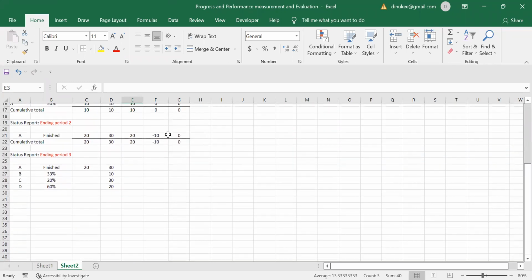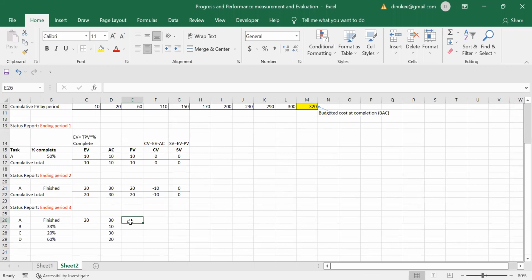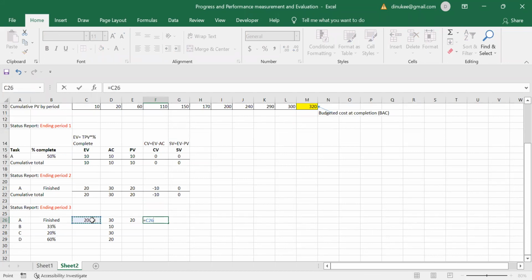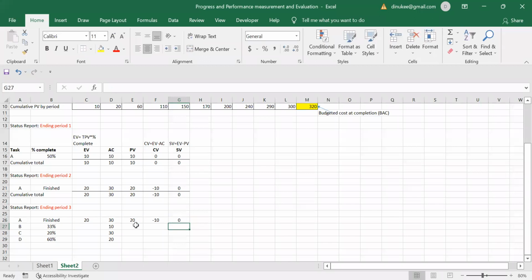Right? So the planned value for activity A is 20 now. And this 20 is going to continue for each and every ending period because we have already got that planned value. And the cost variance: from the earned value, you have to deduct the actual cost, that is minus 10. The schedule variance is, from the earned value, you deduct the planned value. It is 0, right? So likewise, can you calculate this for B?